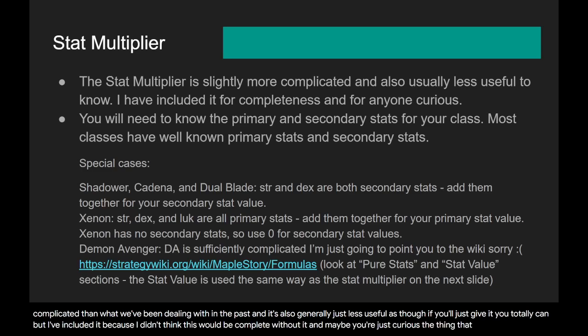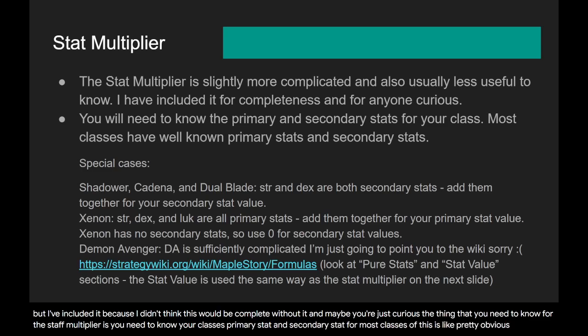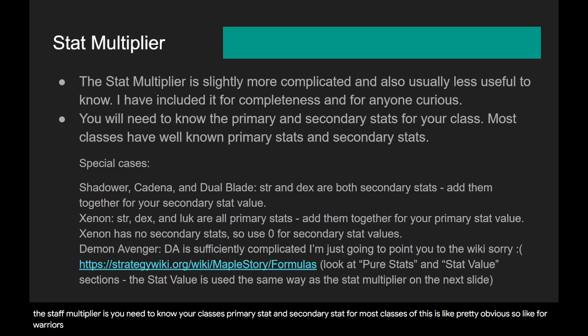The thing that you need to know for the stat multiplier is your class's primary stat and secondary stat. For most classes, this is pretty obvious. So for warriors, usually strength is your primary stat, and then dex is your secondary stat. For bowmen, dex is your primary stat and strength is your secondary stat, and so on. There are a few exceptions to this rule.